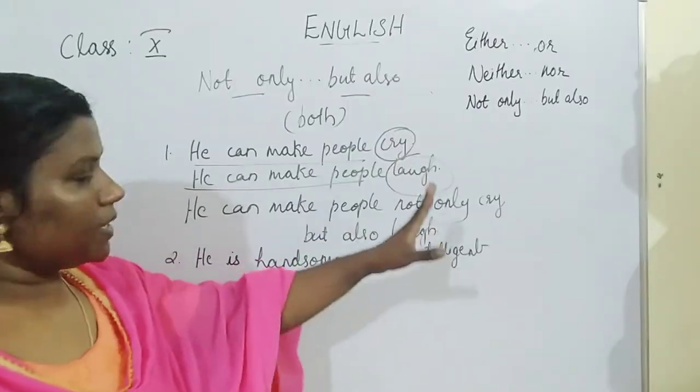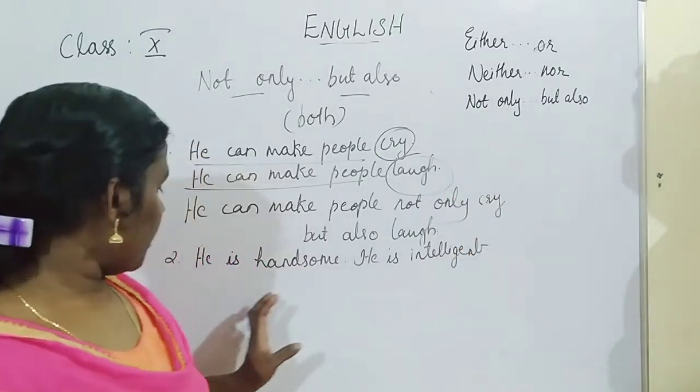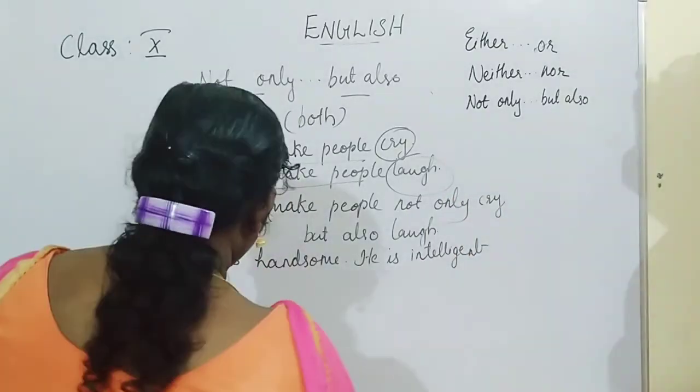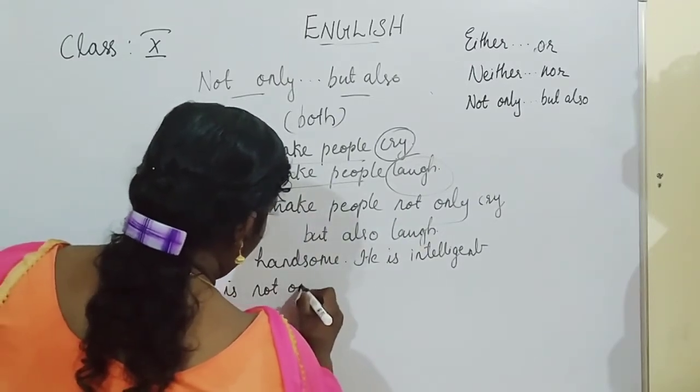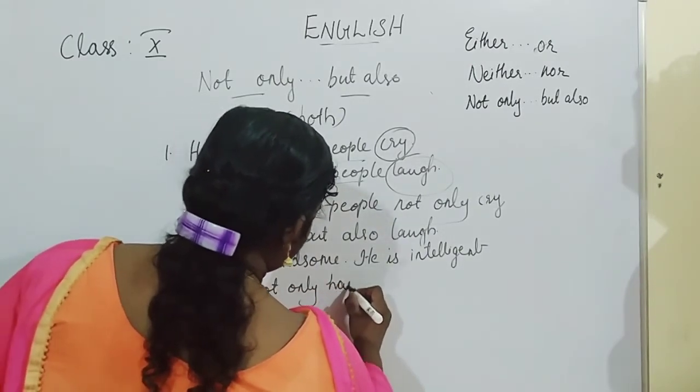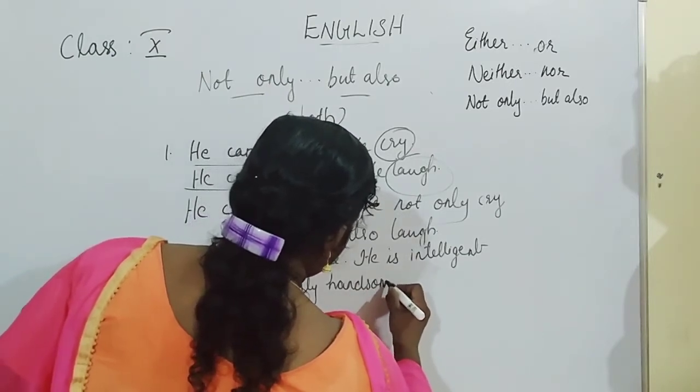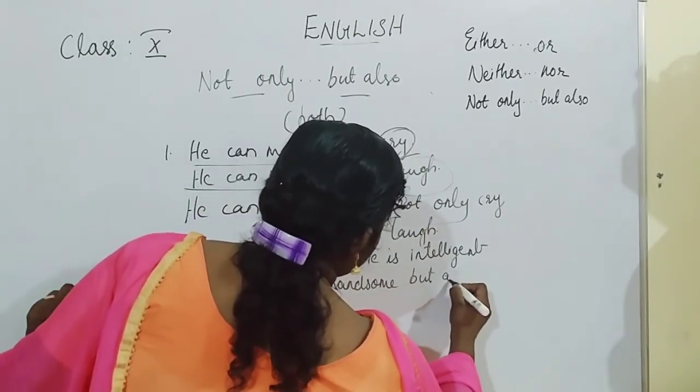What's the meaning of not only but also? Both. So how can we write? He is not only handsome, but also intelligent.